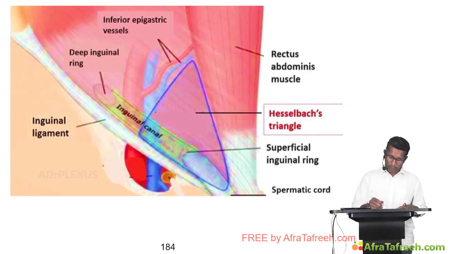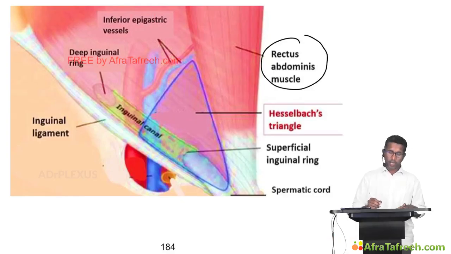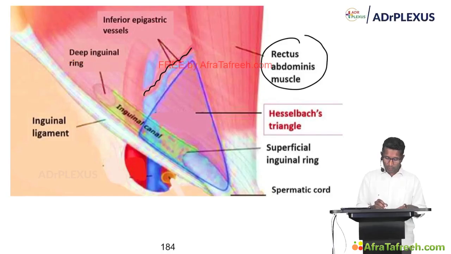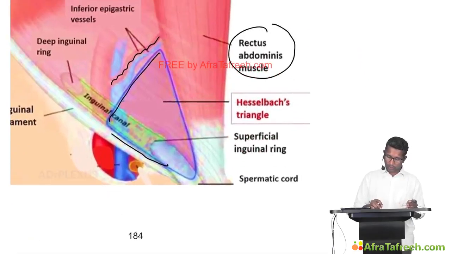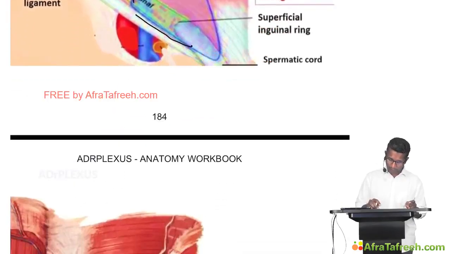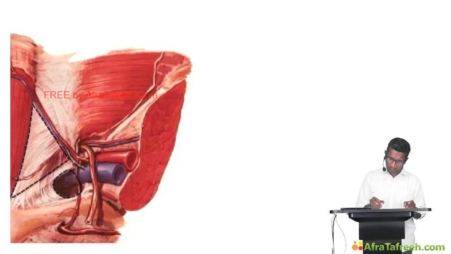What you see here is the rectus abdominis muscle on the medial side. And from the external iliac artery, you get the inferior epigastric vessels, and you have the inguinal ligament below. So you get a triangle here. This triangle is called Hesselbach's triangle. So what is Hesselbach's triangle?